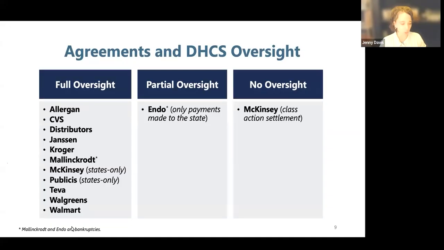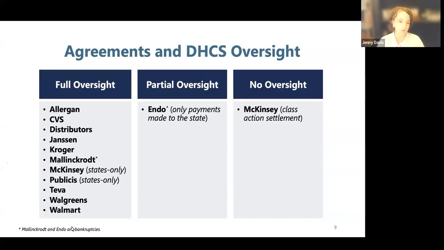As you can see, these are the currently finalized agreements that we have. And ultimately, these are the entities that are making payments to the state of California. It gets a little complicated in terms of oversight, because although most of our settlements follow the same structure, meaning those state subdivision agreements are almost identical to each other, we do have some other ones that are the exception to that rule.